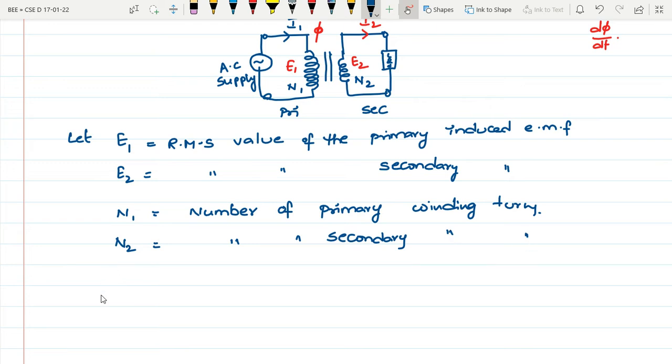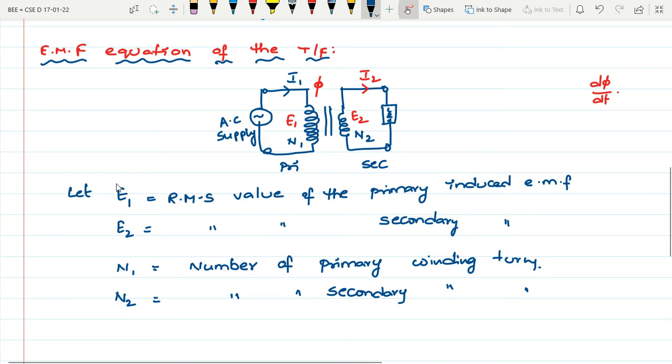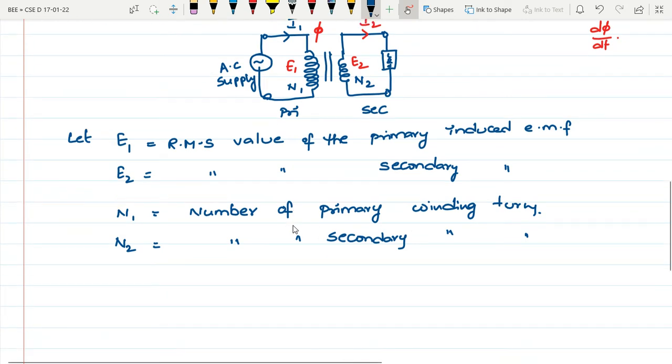So what we are going to do is derive the equation for this induced EMF E1. Further, just assume what is happening in the transformer and the quantities, number of turns and induced EMF. And you need to know the principle of operation of the transformer to derive the EMF equation.